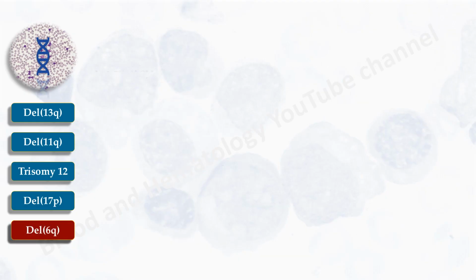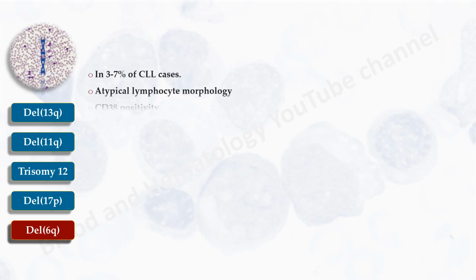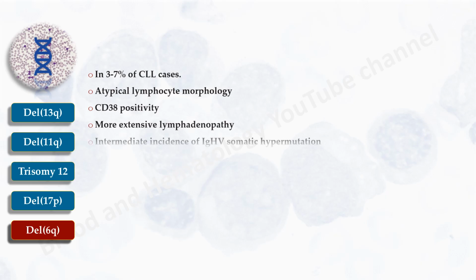The deletions of the long arm of chromosome 6 are non-random cytogenetic anomalies found in 3 to 7% of CLL cases. The 6q deletion anomaly is characterized by atypical lymphocyte morphology, CD38 positivity, more extensive lymphadenopathy, and intermediate incidence of immunoglobulin heavy chain gene variable region somatic hypermutation.